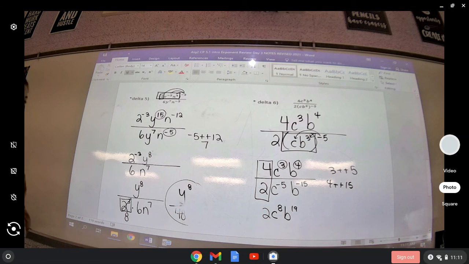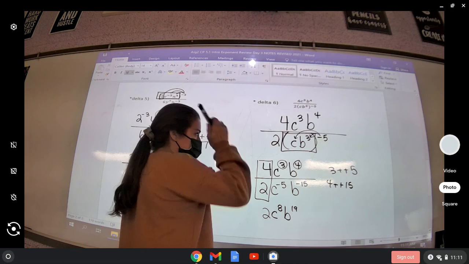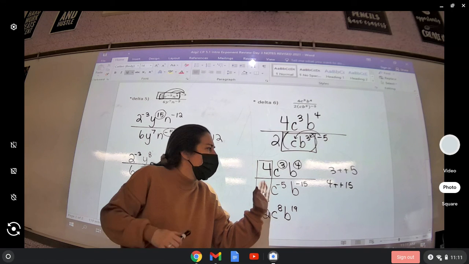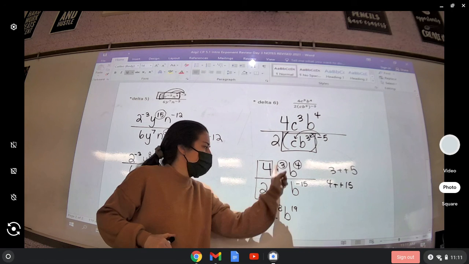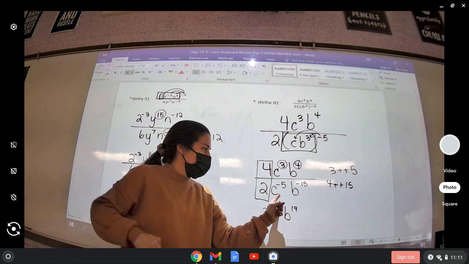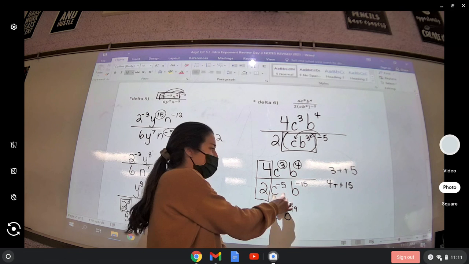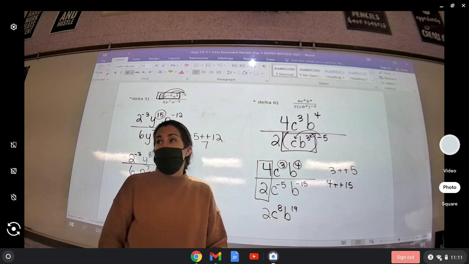So if there's an exponent on the top or the bottom and you switch it to the opposite side, it changes the sign. So if I was to move C to the negative 5 to the top, it'd be C to the 5th.